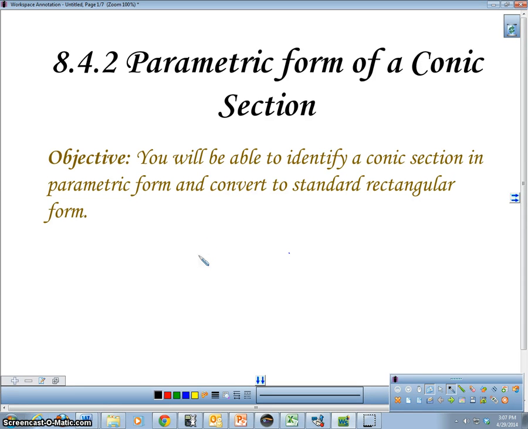Today I'm going to be talking about the parametric form of a conic section. So the objective is that you should be able to identify the conic section in parametric form and convert it to standard rectangular form and possibly even graph it. If you've already done graphing conic sections in standard form, then you're ready for that part. But let's take a look at what we're doing in this video.